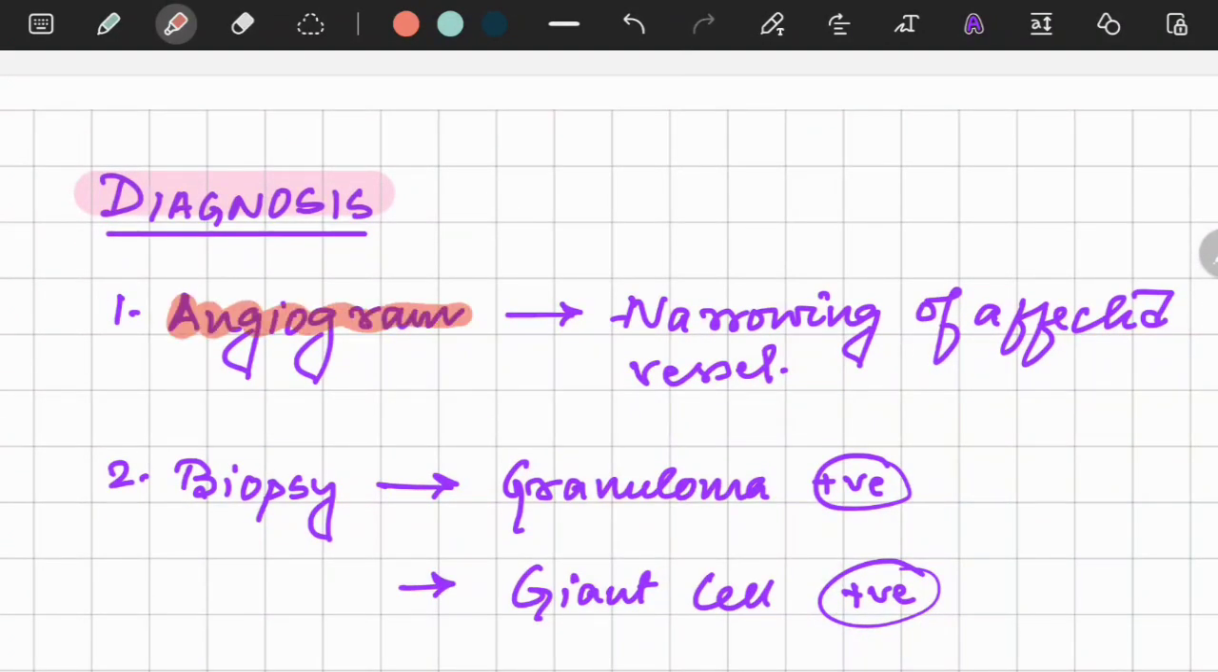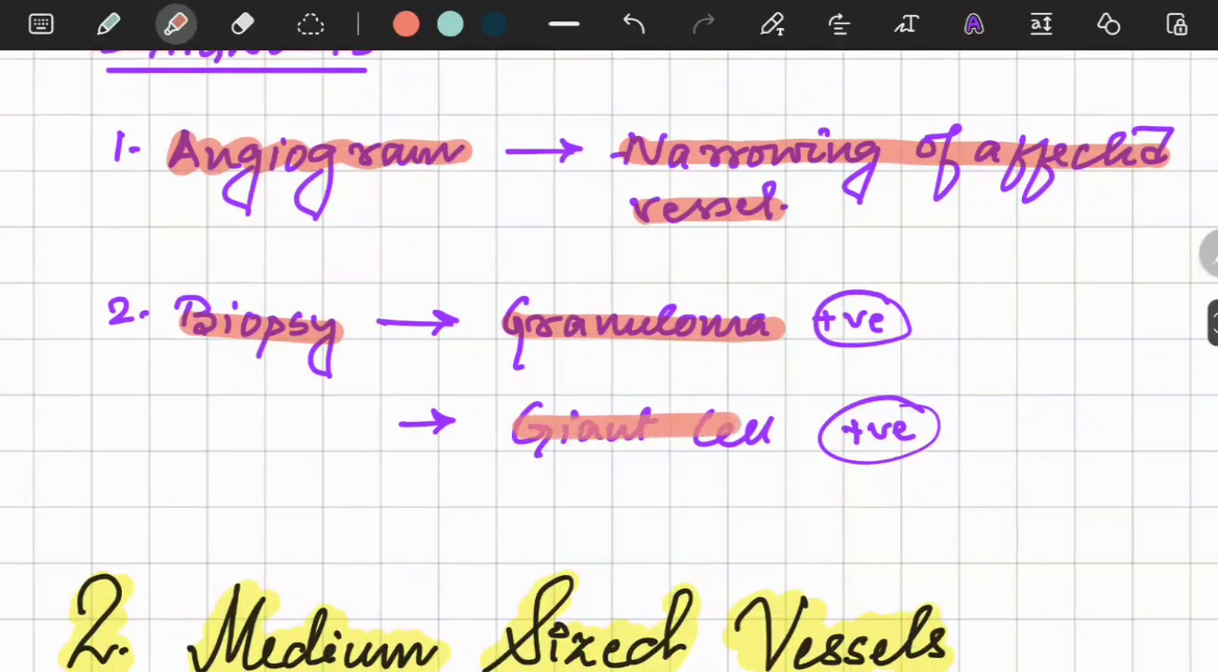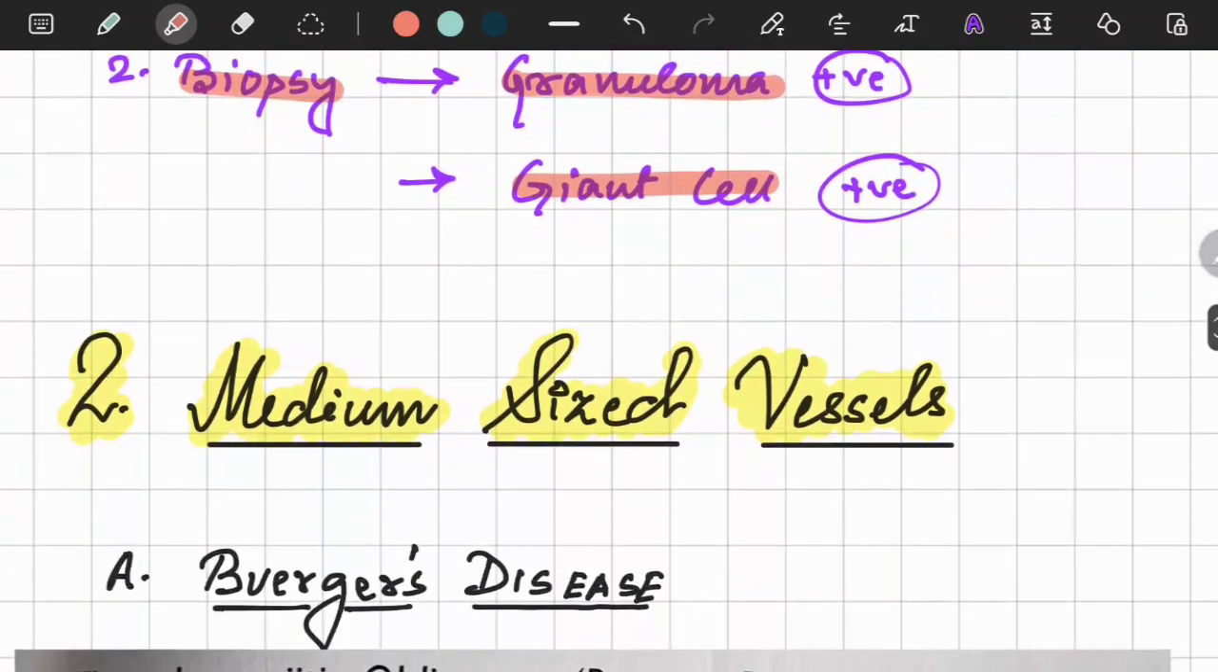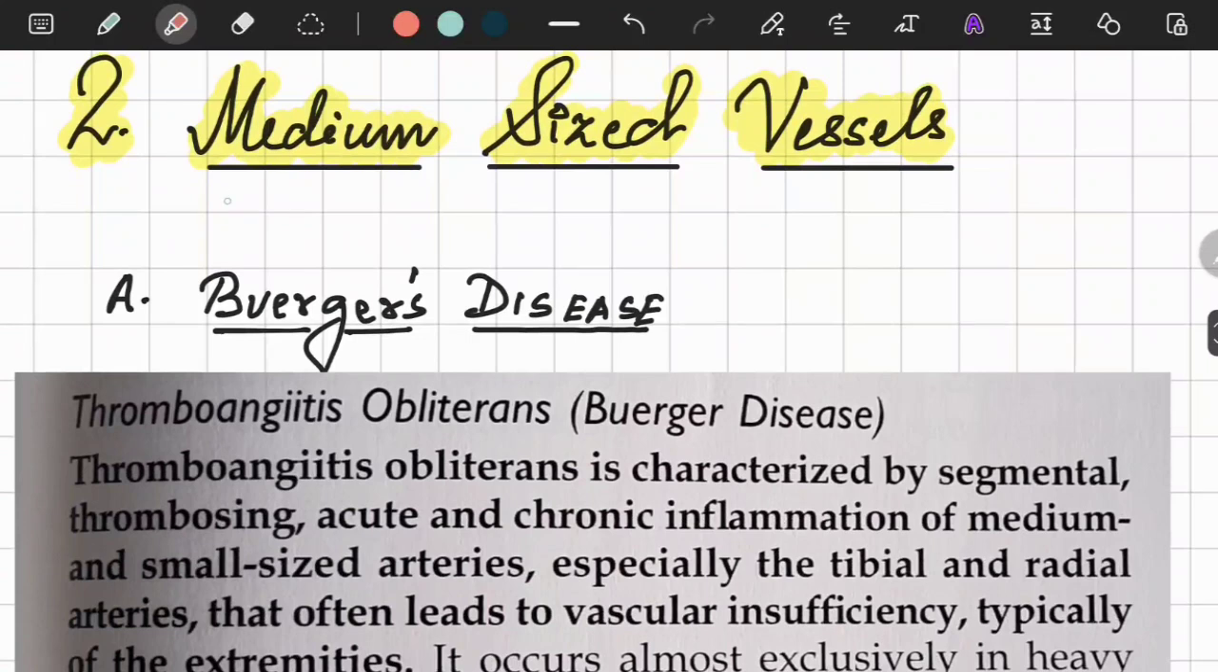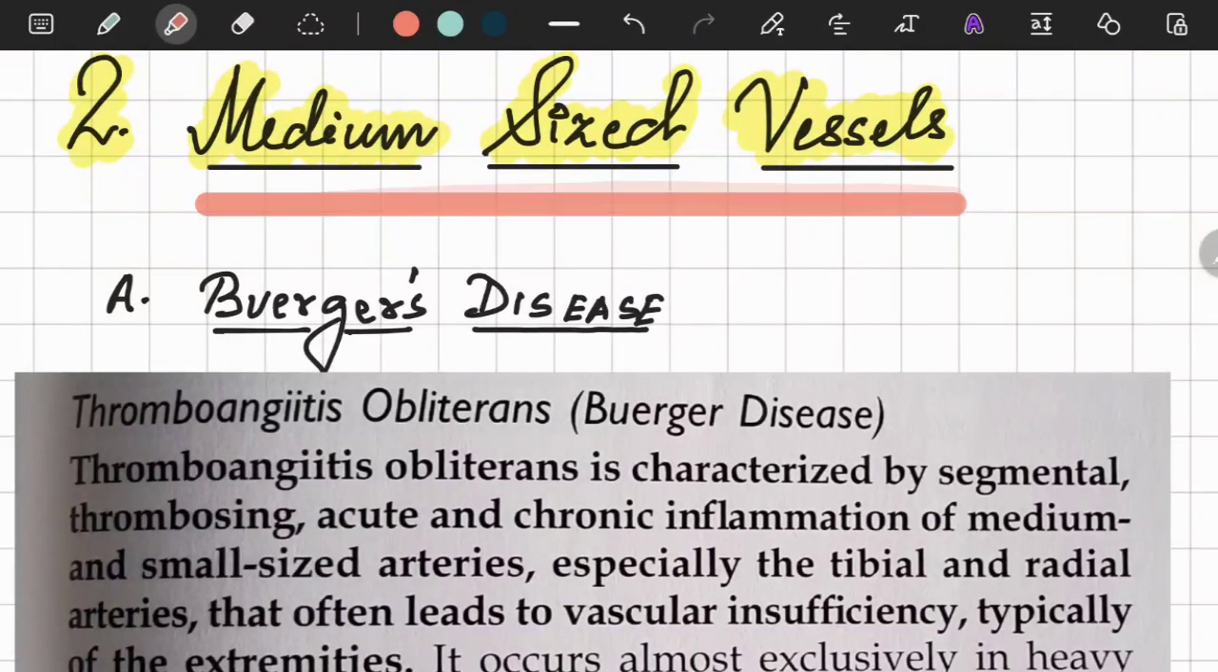We usually do an angiogram and hence find narrowing of the affected vessels. We do a biopsy and find granuloma positive and giant cell positive as well. With this we come to an end of the large cell vessels inflammation, that is the large vessel vasculitis. Now let us talk about the medium sized vessels.